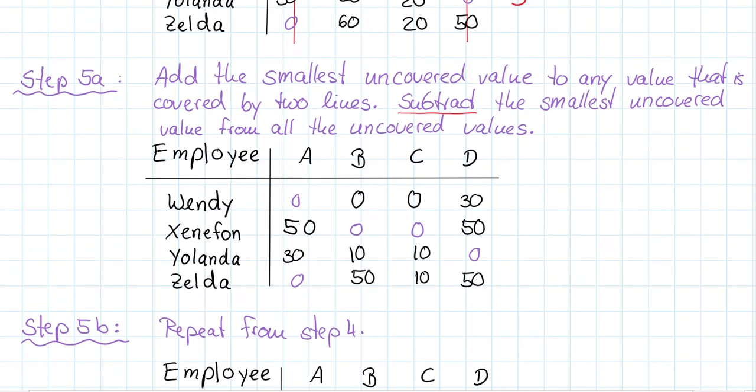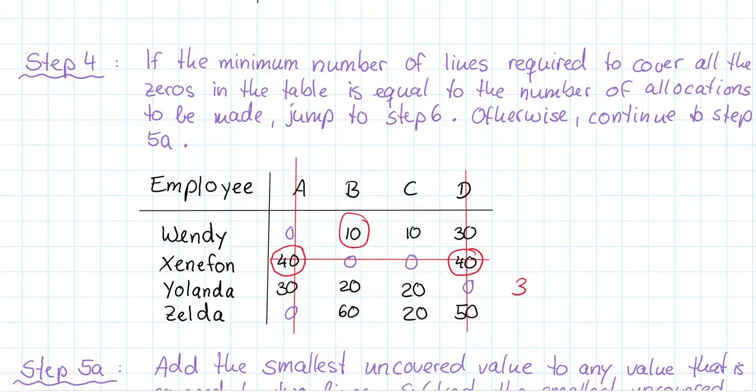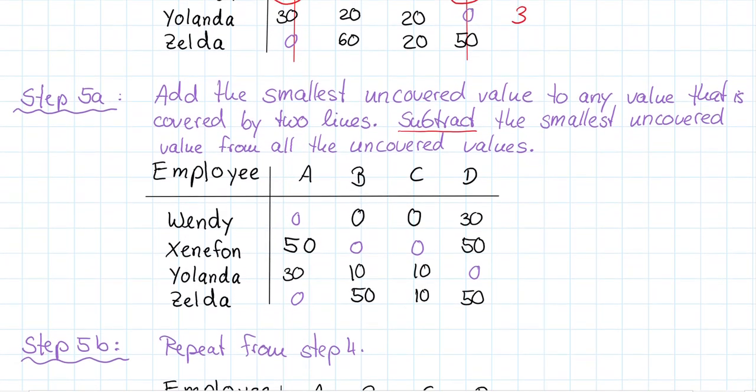Now what? 5b. Repeat step 4. Okay, step 4. If the minimum number of lines, okay, so we need to draw our lines again. Take my red pen. 1 line here. And I can draw another line here. Oh, and I can draw another line here. And I've got 2 new zeros there. So that means I would need another line, which gives me a total of 4 lines.